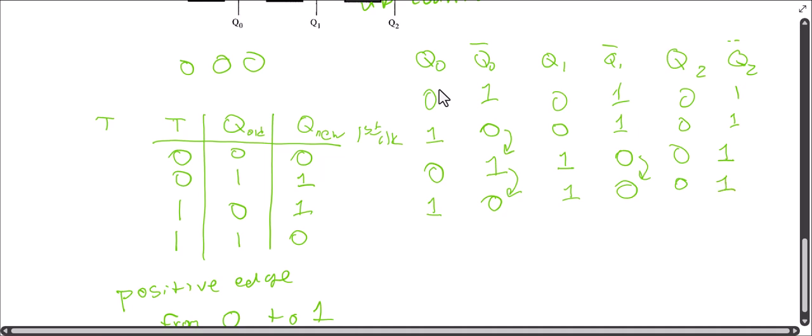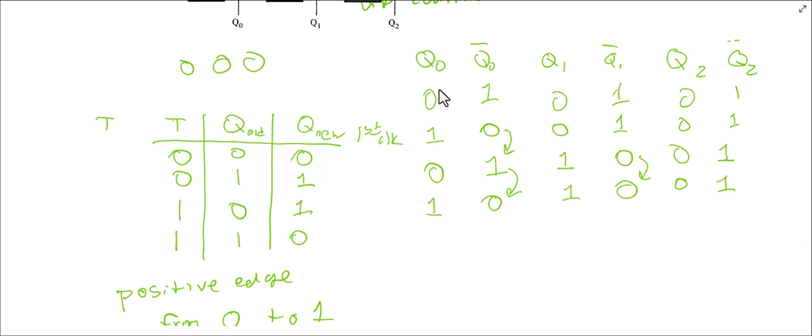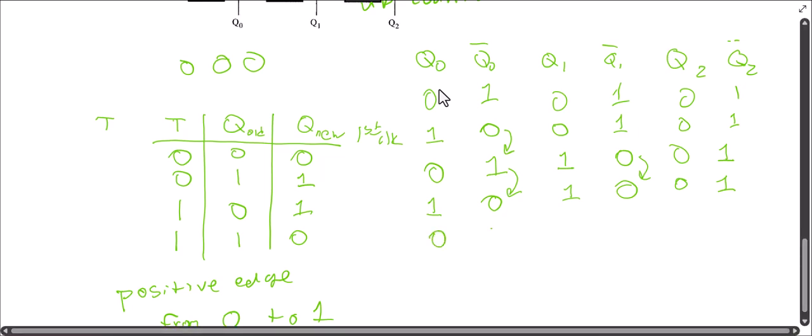Okay, on the next clock cycle, when we have a positive edge, this one will toggle. This one now had a positive edge, so it will toggle. And now this one will see a positive edge. So 0 went to 1, it'll have a positive edge, so now it will toggle.